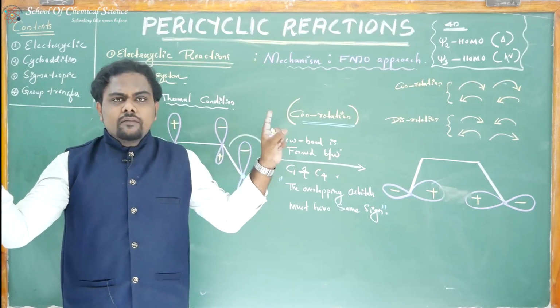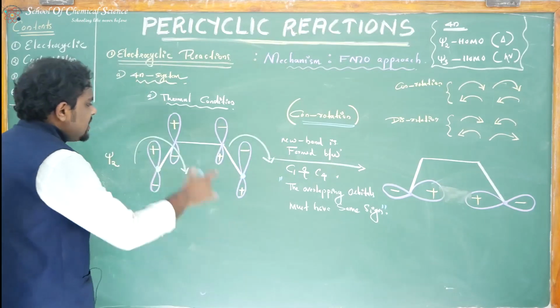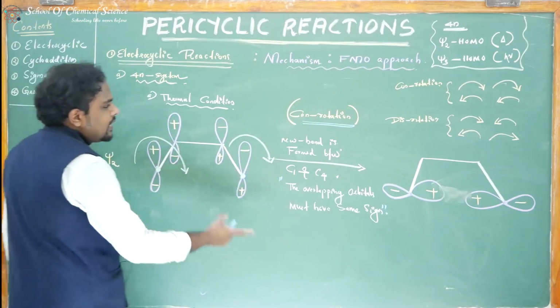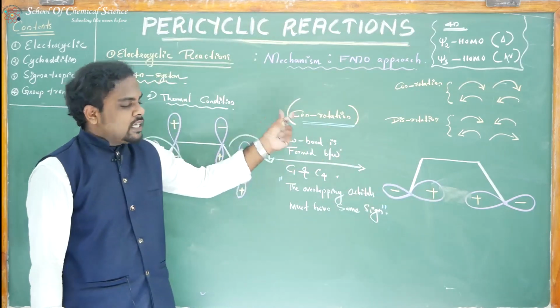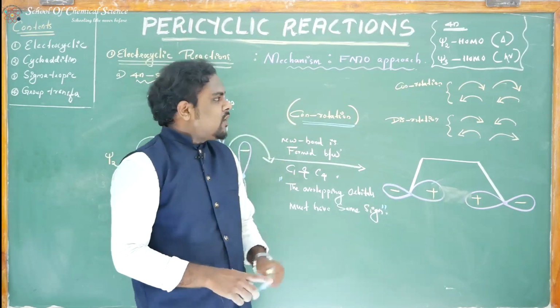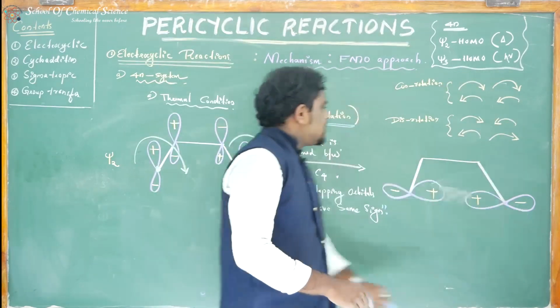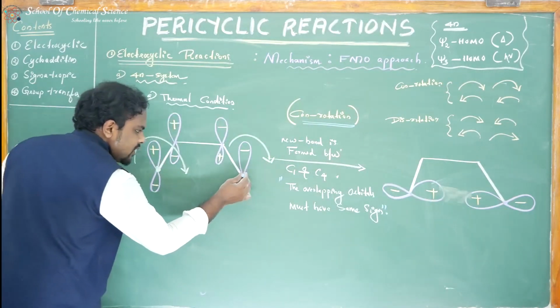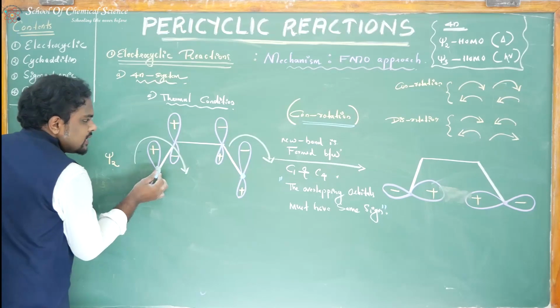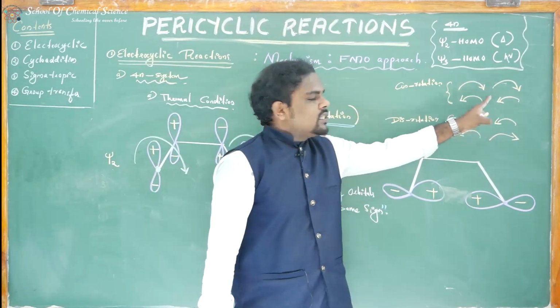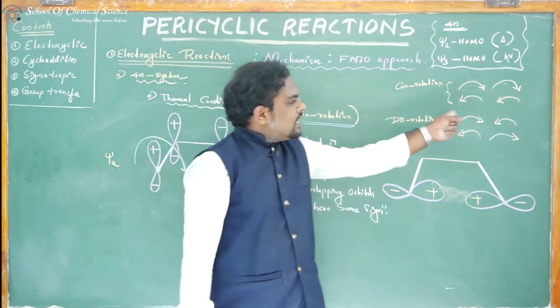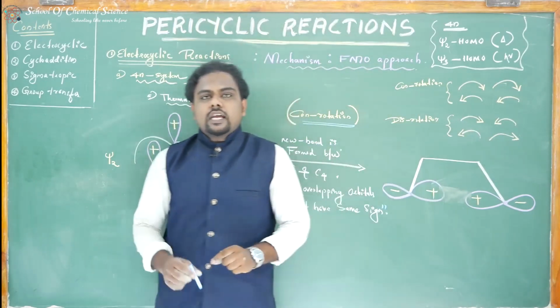So 4n system, thermal condition, for bond formation, conrotation. That is the summary. In order to make the bond formation, what type of rotation? Conrotation. What is conrotation? Both rotations, this is the rotating center. If both rotations are clockwise or both are anti-clockwise, this is called conrotation. If one clockwise and the other anti-clockwise, then it's called disrotation.